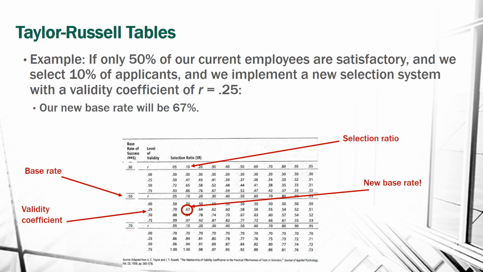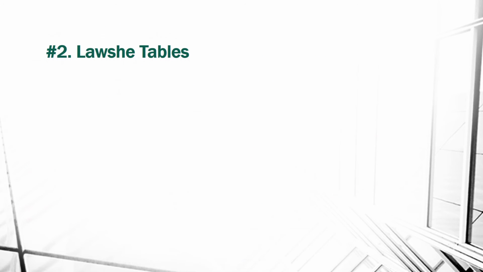And now as an organization, we can make a decision: is it worth the cost of that selection system to have 2/3 of our employees be satisfactory compared to just half? So the Taylor-Russell tables work really well if we're concerned with the overall group of new employees that we're going to hire. The Lawshe tables were developed to answer a slightly different question.